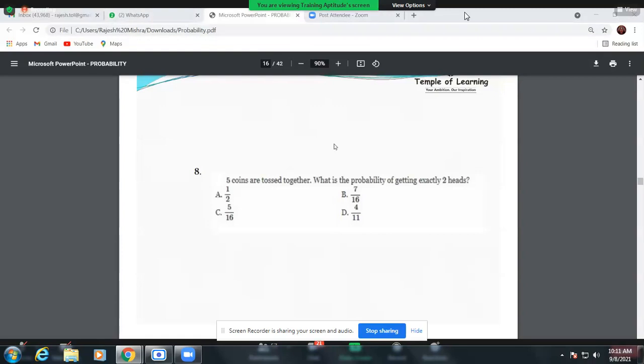Five coins are tossed together. What is the probability of getting exactly two heads? Exactly two heads, not less, not more.